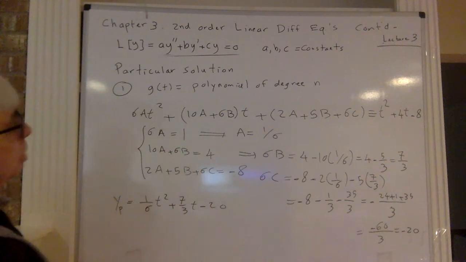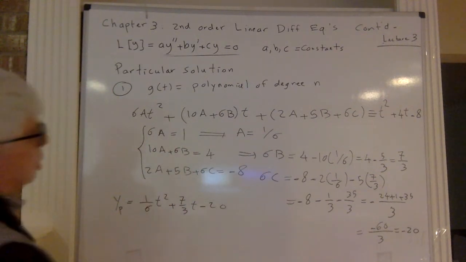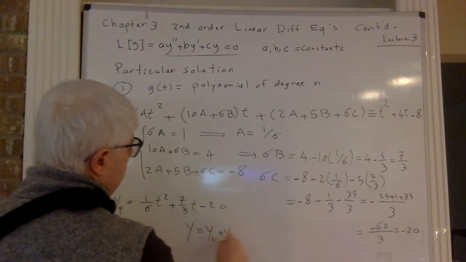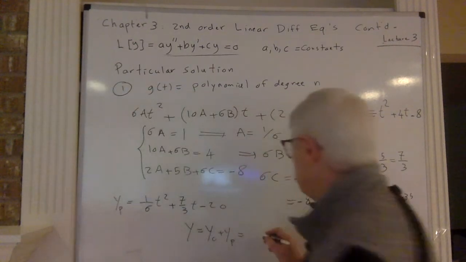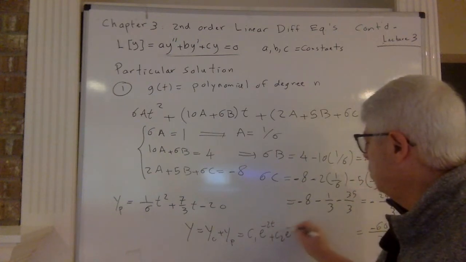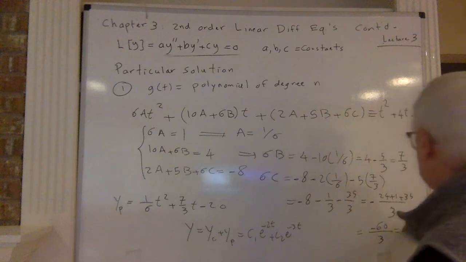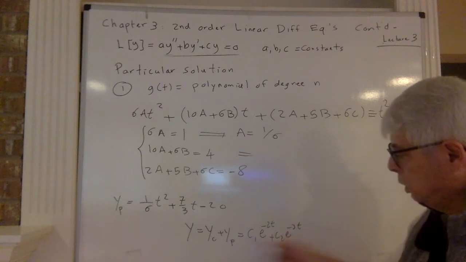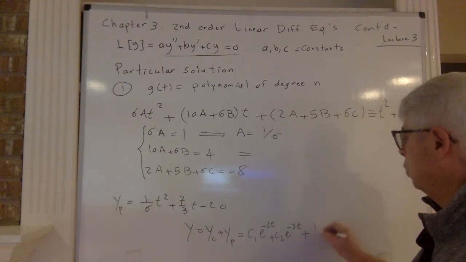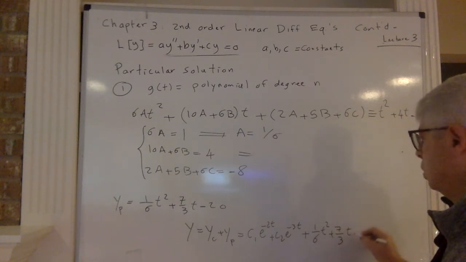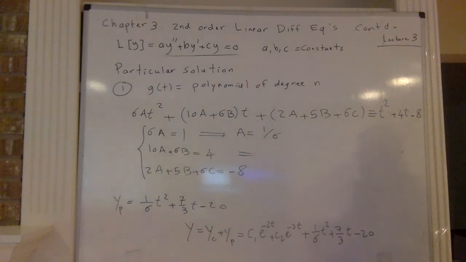Now I found the particular solution; the complementary solution was example number 1. So y is in fact y complementary plus y particular. Remember, the complementary solution was something like this: c1 e to the power minus 2t plus c2 e to the power minus 3t, and the particular solution is added to this, and that is my general solution. Why general? Because I have c1, c2, plus 1/6 t squared plus 7 thirds t minus 20.